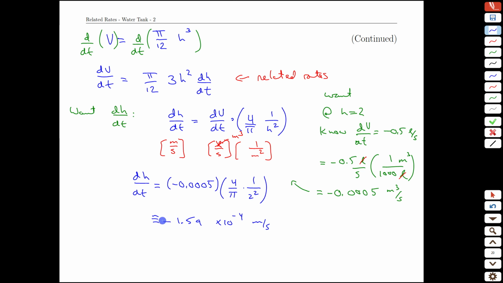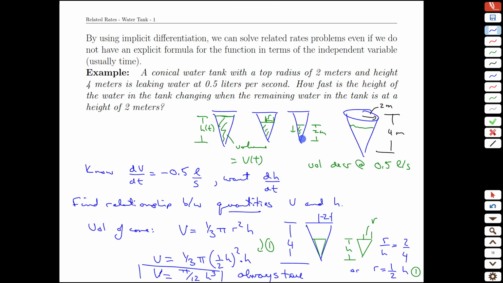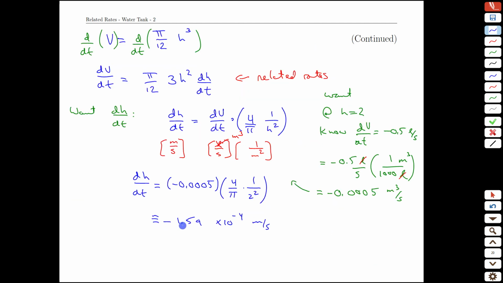We get the encouraging statement here that the derivative is negative though, which indicates that, yes indeed, the water level is dropping. The height of the water in this tank is going down because the derivative is in fact negative. So that falls out naturally as part of our calculations.